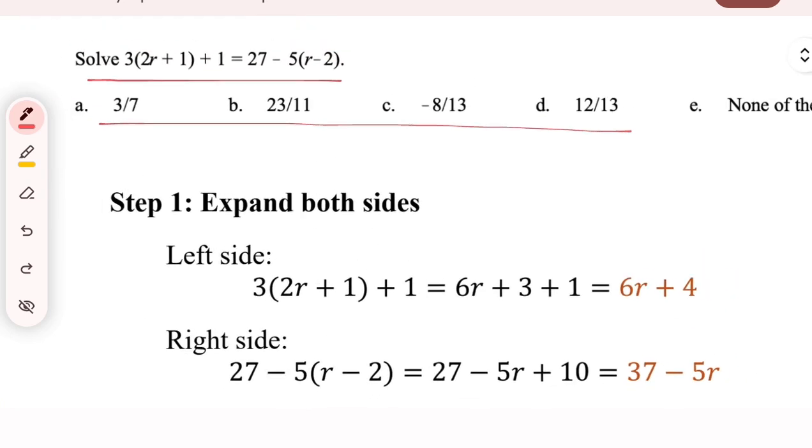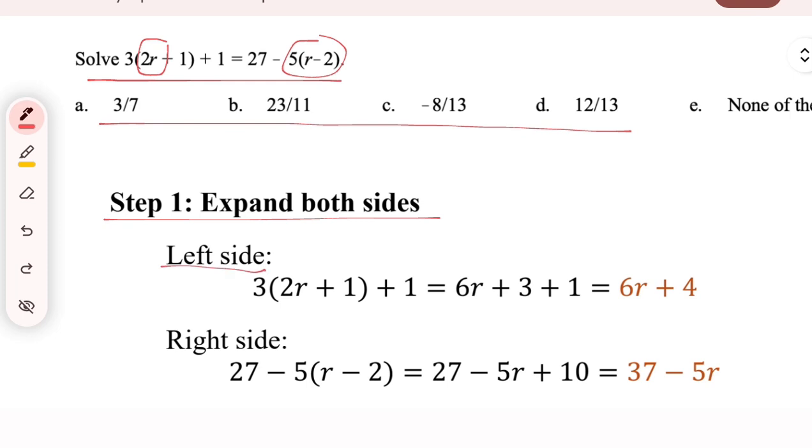As you see, on one side we have 3 times (2r plus 1), so there's a parenthesis there. You need to expand it, meaning you need to multiply by 3 inside. All right, so first step, we need to expand both sides. The purpose of expanding is so we can combine the variable r. On one side there's a variable r, on the other side there's also a variable r. So our purpose of combining it is that we can then merge the two r's from the left and from the right.